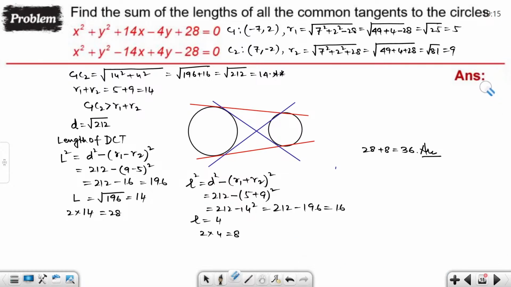So, first of all, we found the position of the two circles. After finding out the position of the two circles, we decided how many tangents are possible, and out of that, how many will be direct common tangents and how many will be transverse common tangents. So after that, we got the length of the direct common tangents and the length of the transverse common tangents, and we summed it up to get the sum of all the lengths of the common tangents. Is it clear to all of you? Okay, let's move to the next problem.